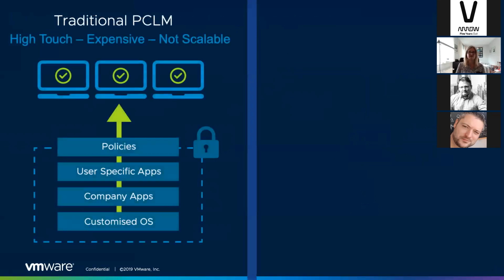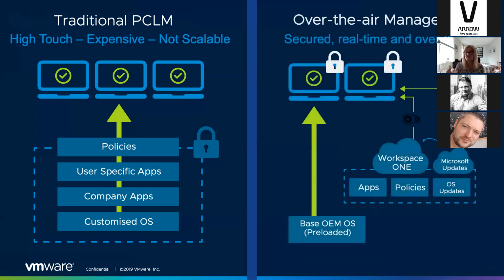It's so nice. So traditional PC lifecycle management is very high touch, it's expensive, and it's not very scalable. People are doing customized OS, company apps, user-specific apps, and policies, and that is all locked down, and that has to go to the devices. So if you look at over-the-air management, well, it's secured, it's real-time, and it's over the air. So it doesn't have to be on the network. It's not locked down to the LAN. The Unified Endpoint Management or modern management approach to this is that you can do this over the air.